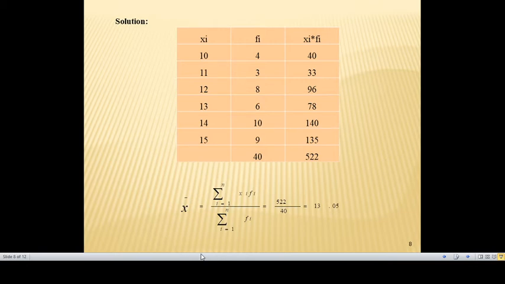In order to find arithmetic mean, we need summation xi fi and summation fi. So let us find the addition of this column, that is 522, and the sum of this frequency, that is 40. Therefore x bar equal to 522 divided by 40 equal to 13.05. So the arithmetic mean of this given data is 13.05.